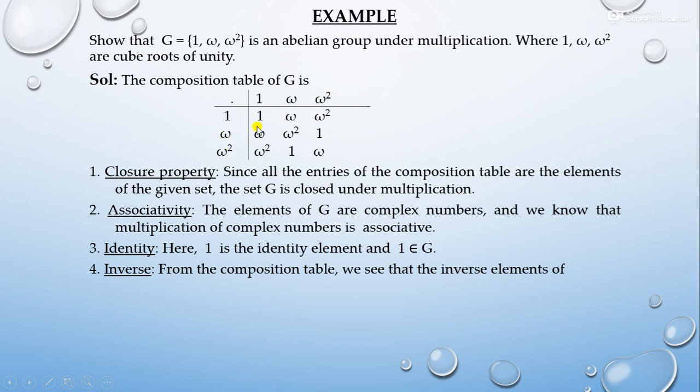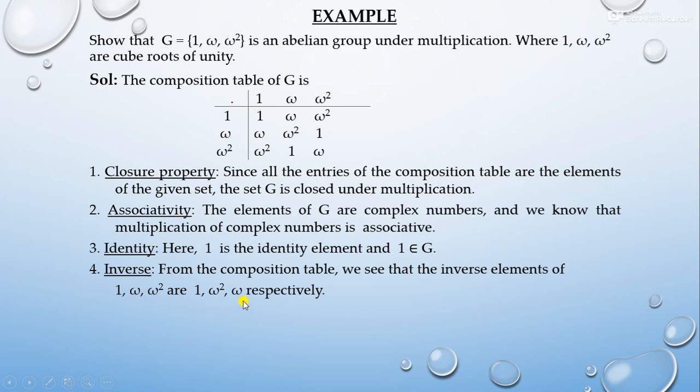What is the inverse of omega? Omega square. And in the third row, you can see that the identity is here. It means that when we multiply omega square by omega, we get the identity. It means that the omega square inverse is omega. So 1 inverse is 1, omega inverse is omega square, and omega square inverse is omega.